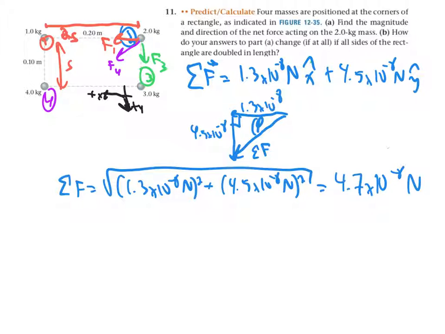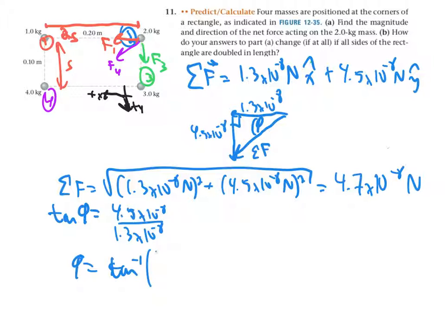And then phi, which is less obvious, but we can go anywhere we want. So we'll say the tangent of phi is going to be the opposite over the adjacent. So 4.5 times 10 to the minus 8 over 1.3 times 10 to the minus 8, which means phi is the inverse tangent of that ratio. The minus 8's cancel out, and that gives us 73.8 degrees. Well, really 74 degrees, since we definitely don't have 3 digits of accuracy. Of course, if you had chosen a different angle, you'd have gotten a different number, but it should turn out geometrically to be this.